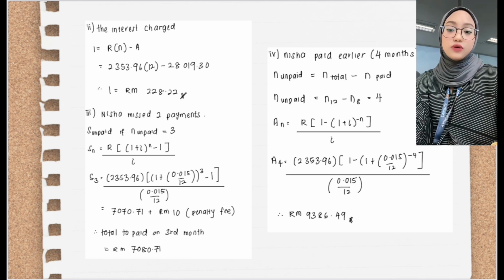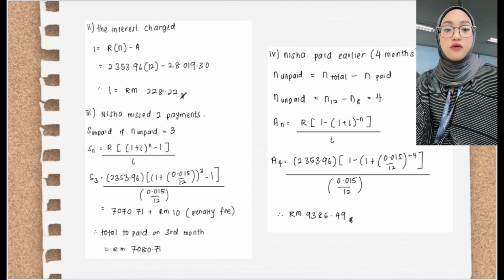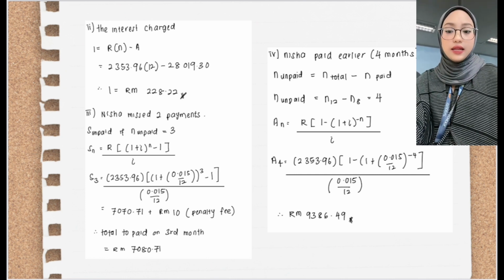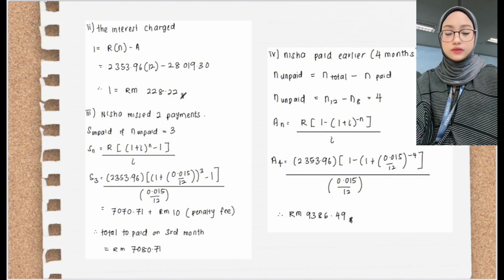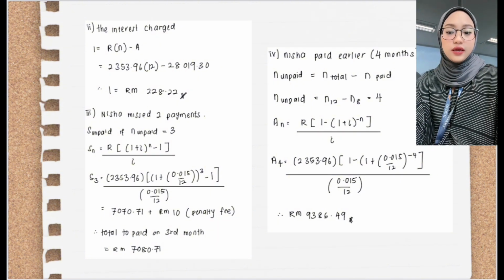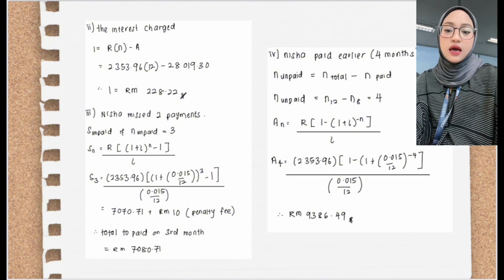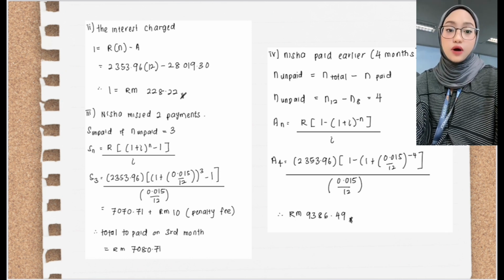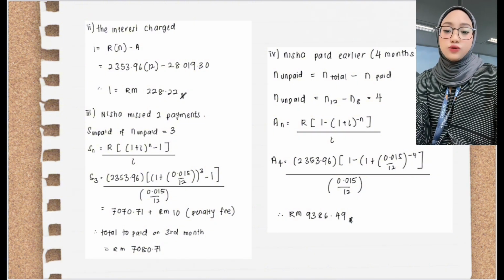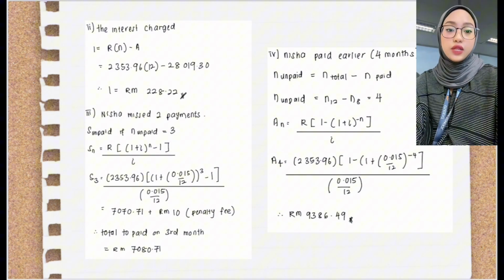So let's move on to the second question, which is the amount of interest charge. So to find the amount of interest charge, we will use the formula of I equals to R in bracket N or times by N minus A. So 2,353.96 cents times by 12 minus 28,019 ringgit 30 cents. So you will get the amount of I is 228 ringgit 22 cents.